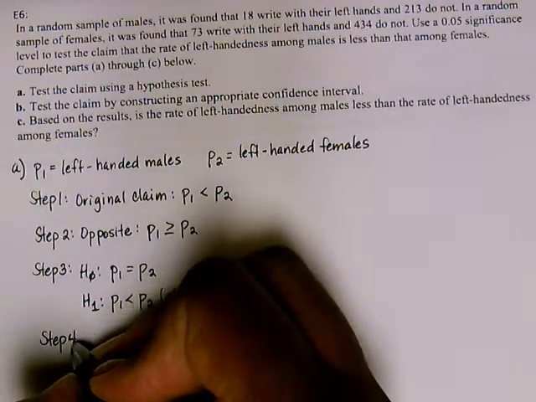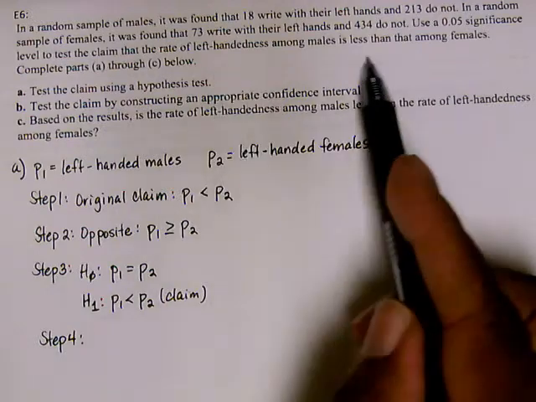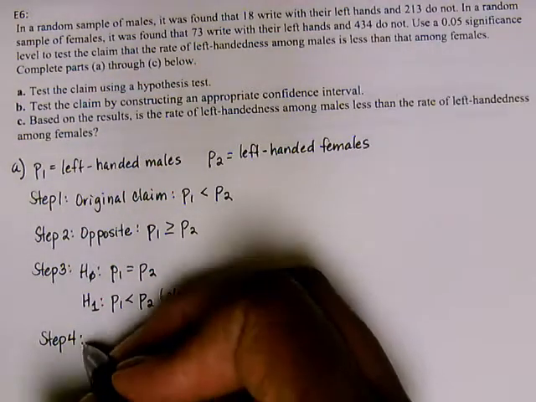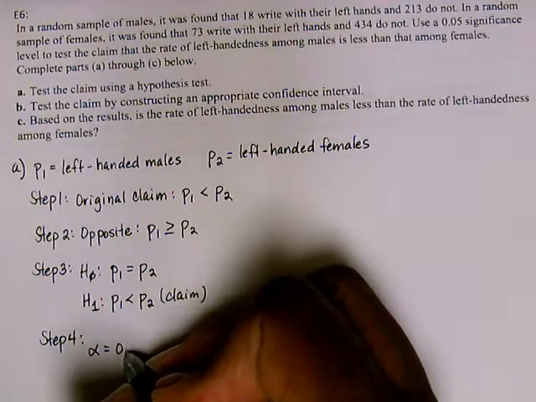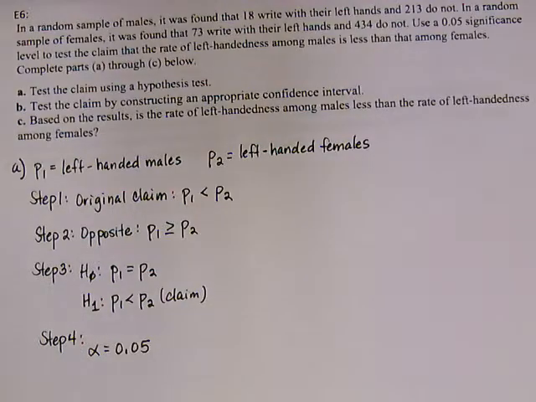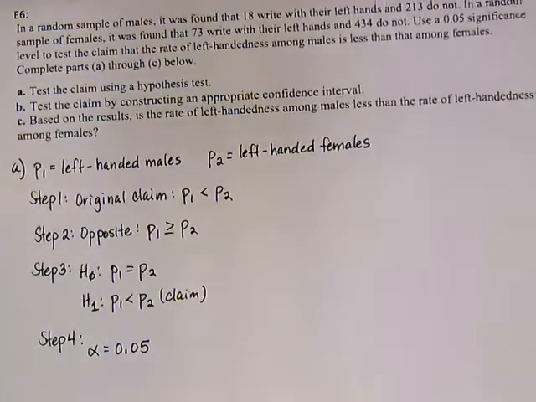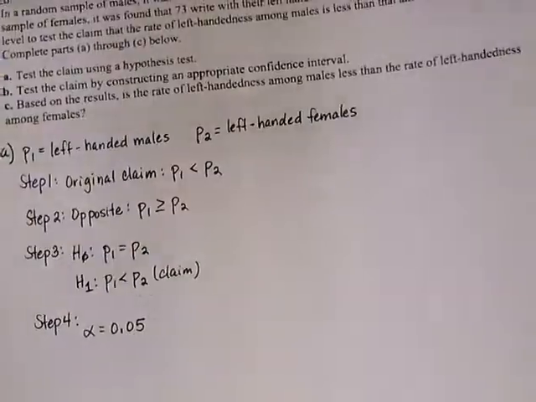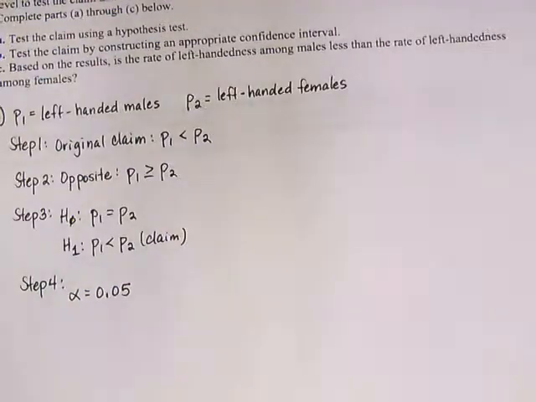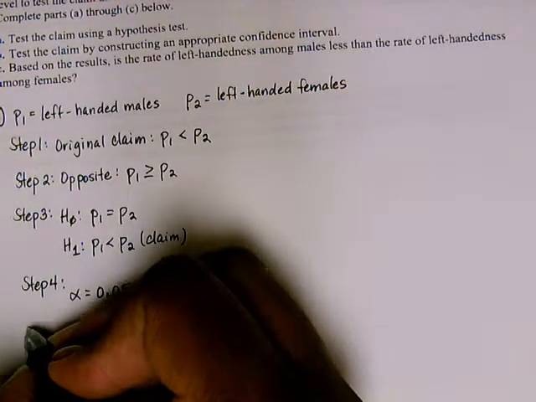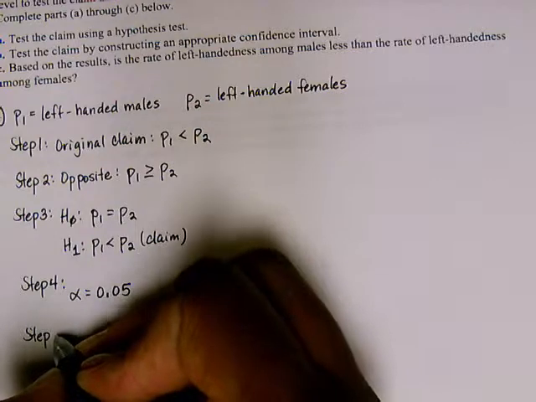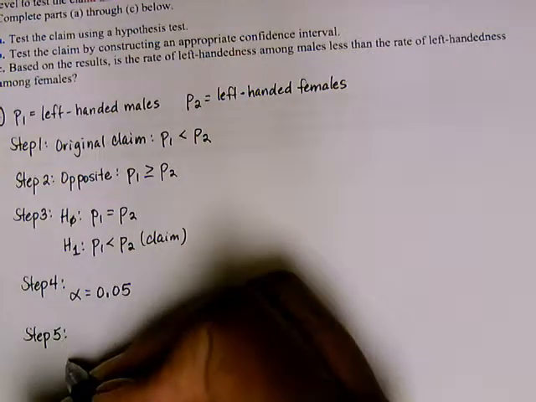Now step number 4 is the level of significance. The alpha level was 0.05. So here alpha is equal to 0.05. And then step number 5, we're going to use the graphing calculator to calculate the test statistic. It's much easier to do it that way than using that other formula.